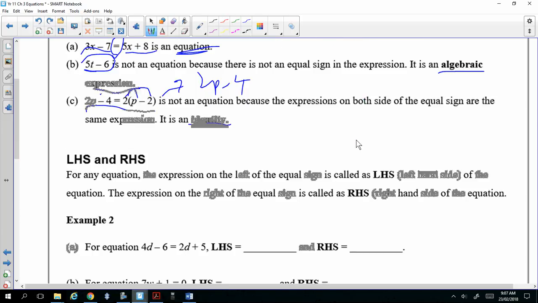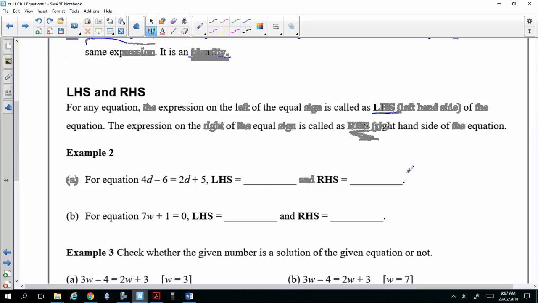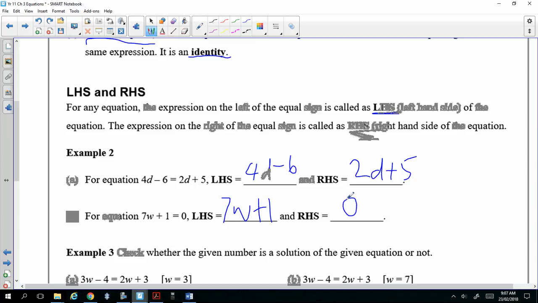Because an equation has an equal sign, anything on the left is called the left-hand side, abbreviated as LHS. Anything on the right is called the right-hand side, abbreviated as RHS. So for this particular equation, the left side is 4d minus 6, and the right side is 2d plus 5. Pretty easy. Same thing for this. Left side is 7w plus 1, right side is 0.